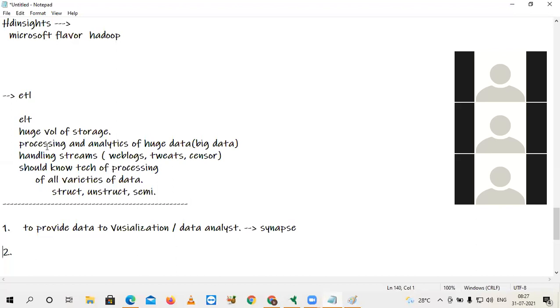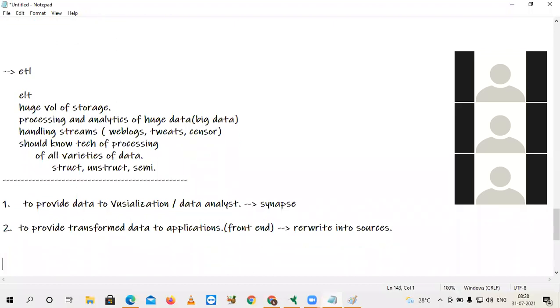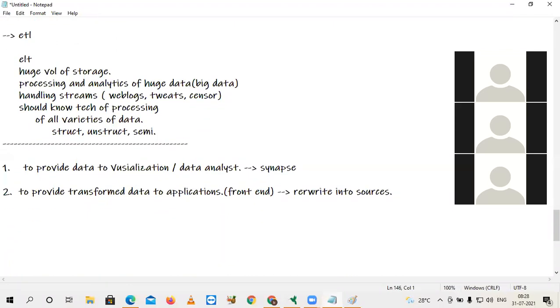Okay. Suppose you want to provide this transformed data to applications, maybe front-end applications. Then you can rewrite into even sources. Understood, sir? Okay. Everything depends on requirement. That's it.